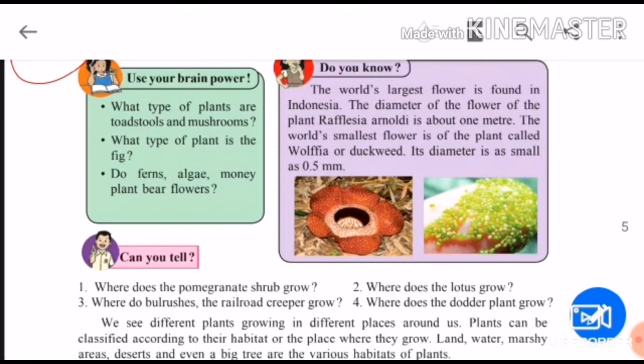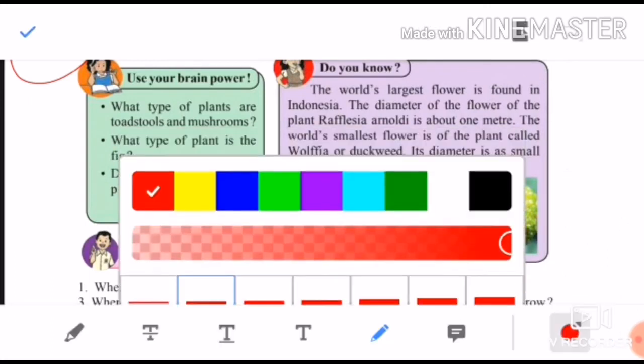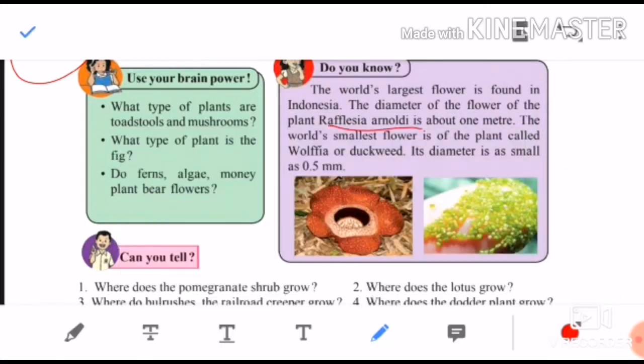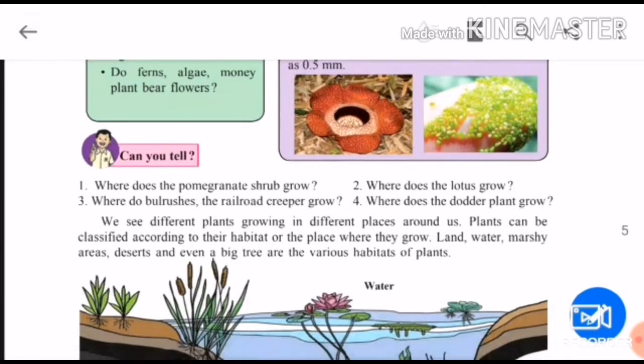The world's largest flower is found in Indonesia. Its name is given, children, and its height is also given. The name of that flower is Rafflesia arnoldii. Its height is 1 meter, that tall. And the smallest flower's name is also given: Wolffia, or duckweed. Its diameter is very small, 0.5 millimeter. Millimeter means very small, minute in size. Is it okay, children? So this is the extra information, you can check it out.